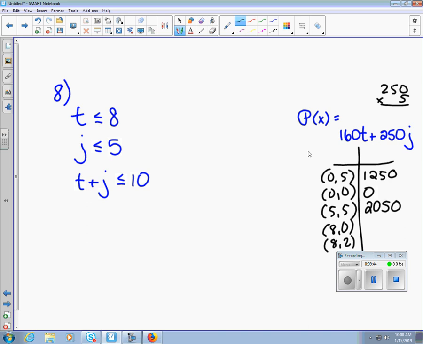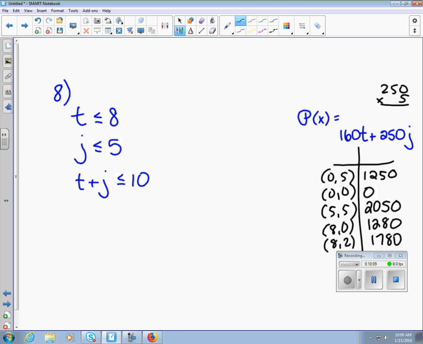Then if I did 8, 0, so that's 160 times 8. That's going to give me 1280. And then finally with the 8, 2, that's going to be 1280 plus $500 more, and that's 1780. So where would we get the max profit? What would be our final answer? You'll need to be able to figure that out.